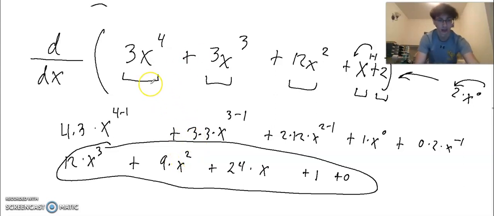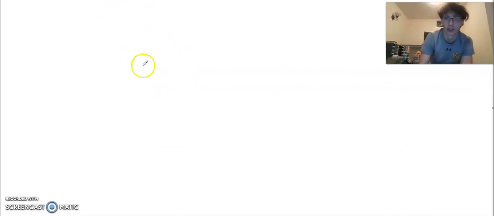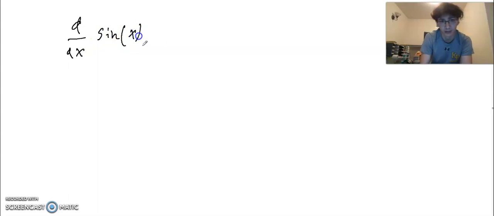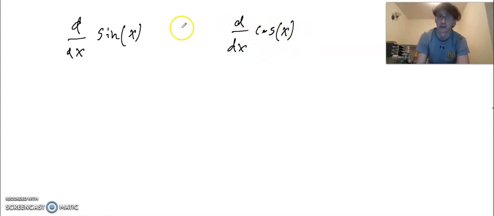Yep. So now let's go into our main lesson of today, which is just the derivative of sine of x and the derivative of cosine of x.